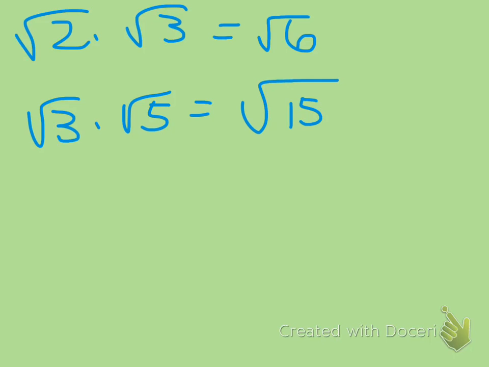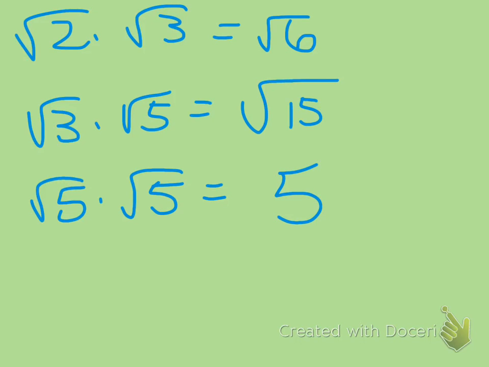Nope. And what about the square root of 5 times the square root of 5? Square root 25. Wait a second, just square root 5. No. Square root 5 times square root 5 doesn't equal square root 5. It'll just be a 5. Yes. Okay, yeah. There we go.